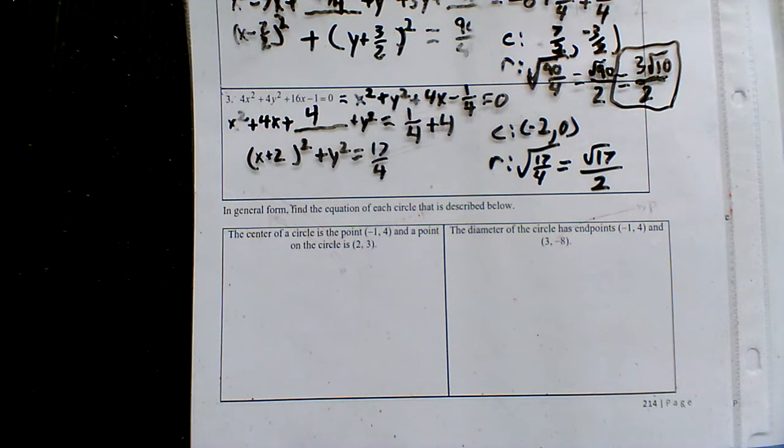Alright, in general form, find the equation of each circle that is described below. The center of the circle is the point -1, 4. And a point on the circle is 2, 3. So that's all the information we know at this point. What information do you need to know to be able to find general form eventually? Yeah, we need to know the radius. We know the center, but we don't know the radius.